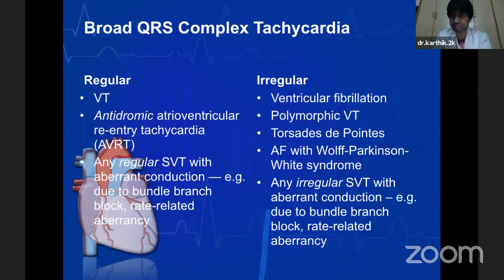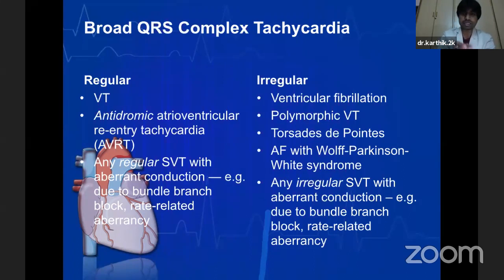Now, with these brief illustrations on narrow QRS complex tachycardia to give you an idea of where the pathology could actually lie, let us move on to the broad QRS complex tachycardias. In the broad QRS complex tachycardias, again, we have two entities. One is tachycardias with regular rhythm and the other is tachycardias with irregular rhythm.